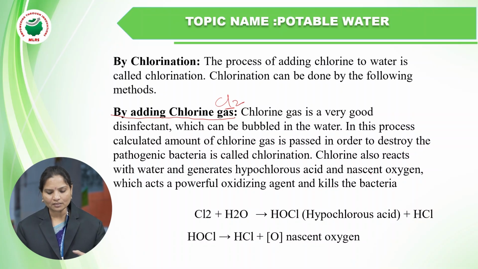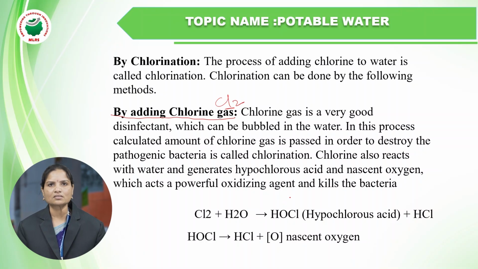So this method is also known as the chlorination process, where chlorine is reacted with water. It forms hypochlorous acid, and after that nascent oxygen is also formed. We already know that nascent oxygen is a very powerful disinfectant and an oxidizing agent.